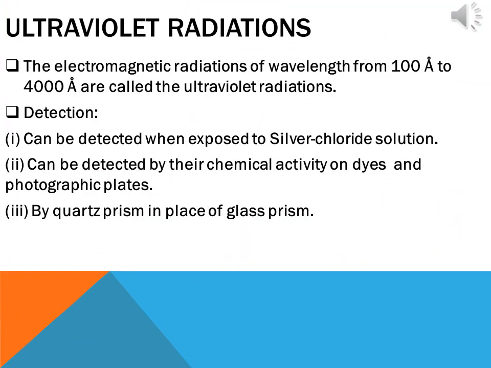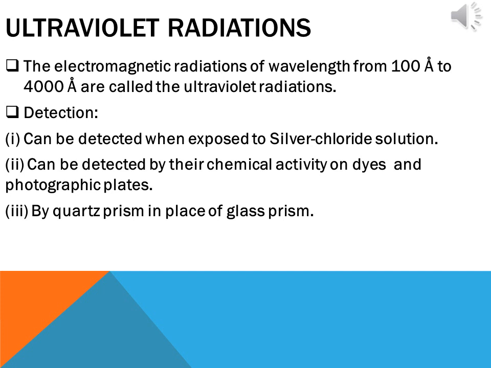Now, we are not going to discuss all the parts of the electromagnetic spectrum, but we are supposed to discuss only ultraviolet radiations and infrared radiations. So, let's start. The electromagnetic radiations of the wavelength from 100 angstrom to 4000 angstrom are called the ultraviolet radiations. The ultraviolet part of the spectrum was first detected by Professor J. Ritter in 1801.